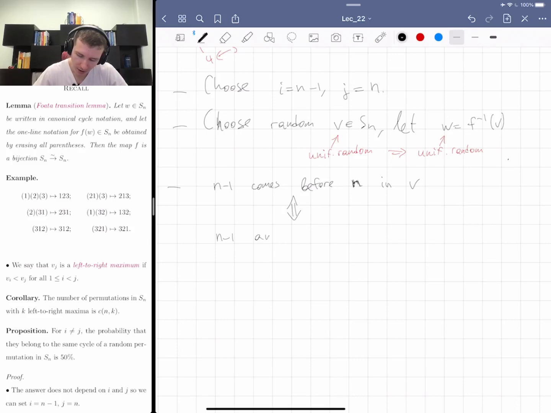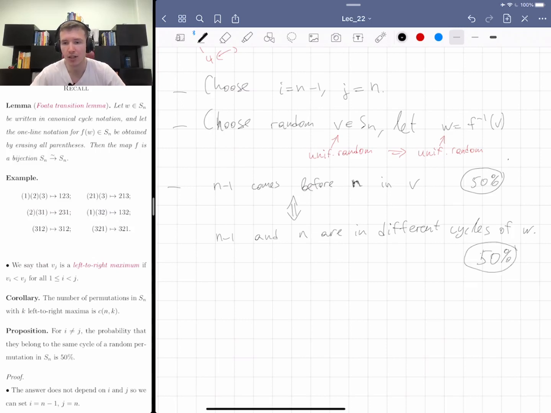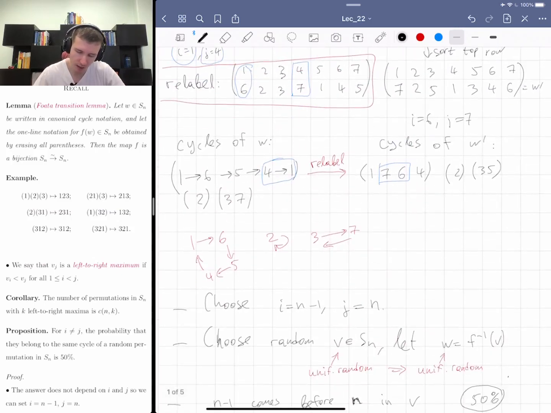n-1 and n are in different cycles of W. So in particular, the probability of this event is 50%, because you can reverse the permutation, and therefore the probability of this event is also 50%. So the cycle doesn't change after relabeling, i.e. cycle 2 is fixed. Well, if I relabel 2 by something else, if I relabel 2 by 5, then this becomes a cycle which consists of a 5.